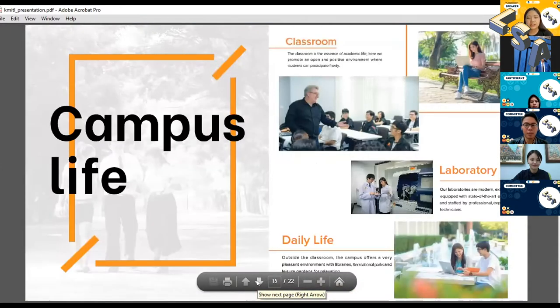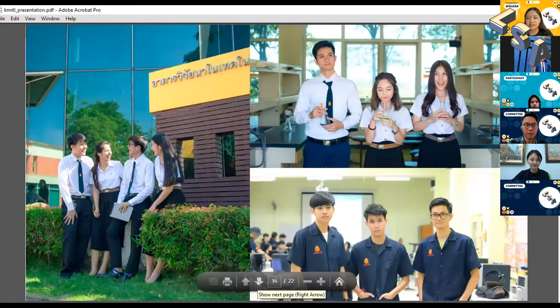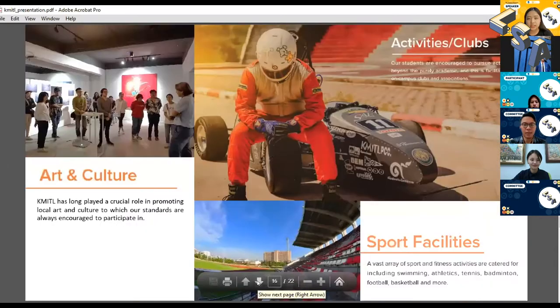And KMITL has enough classrooms, laboratories, and co-working spaces for all students to have time to discuss or meet each other in our university. And this is the uniform of undergraduate students. And we also have student clubs. If the student wants to join, of course you can join. And we offer sport facilities and medical facilities equally for all of the students.